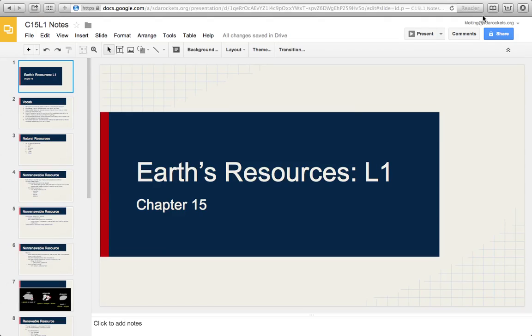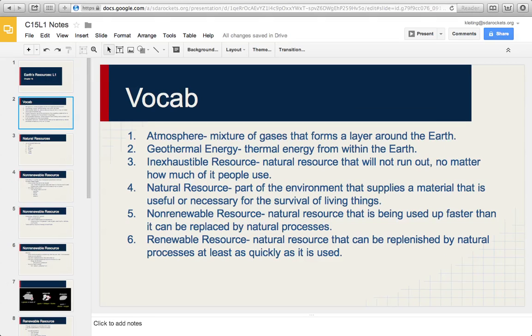Chapter 15 over Earth's natural resources. We're going to be starting with lesson 1, the Earth's resources. So vocab for lesson 1, we have 6. Atmosphere is a mixture of gases that forms a layer around the Earth. It's important to remember this is a mixture of different types of gases, different elements of gases, or compounds of gases.